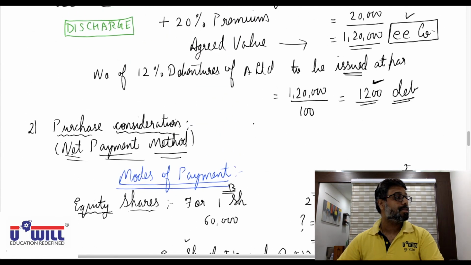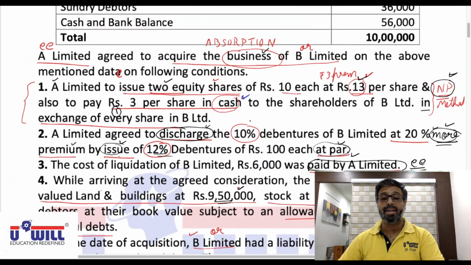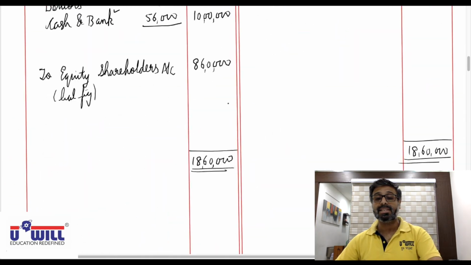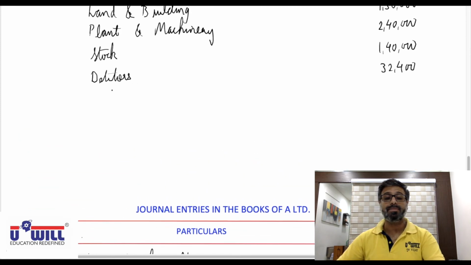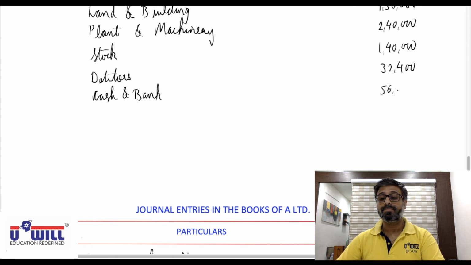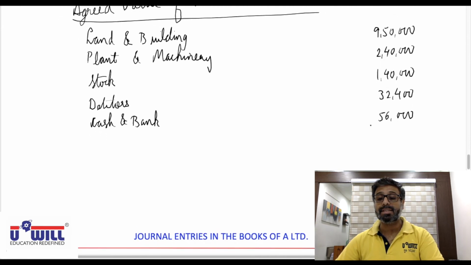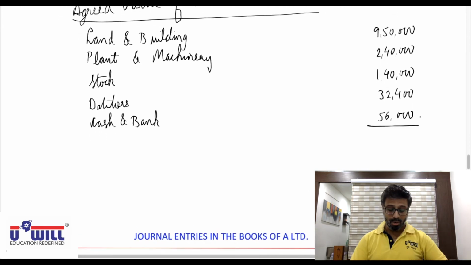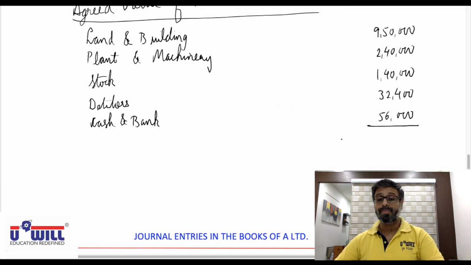Then after debtors, cash and bank. Cash and bank is always book value. So 56,000. Cash and bank 56,000. So this is the agreed value of assets taken over. What does the total come to? Do it in the calculator. 9,50,000 plus 2,40,000 plus 1,40,000 plus 32,400 plus 56,000. 14,18,400. Okay.